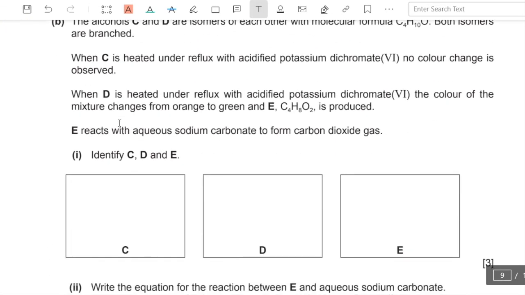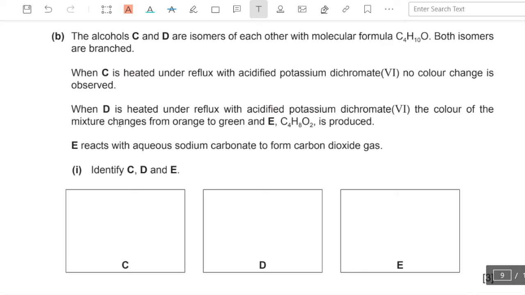B. The alcohols C and D are isomers of each other with molecular formula C4H10O. Both isomers are branched. When C is heated under reflux with acidified potassium dichromate, no color change is observed. That means C is not oxidized and therefore it has to be a tertiary alcohol.